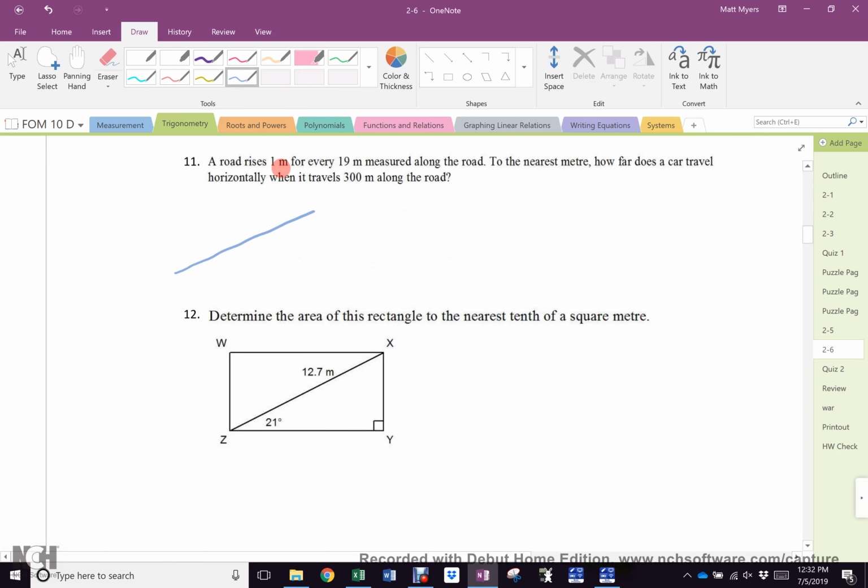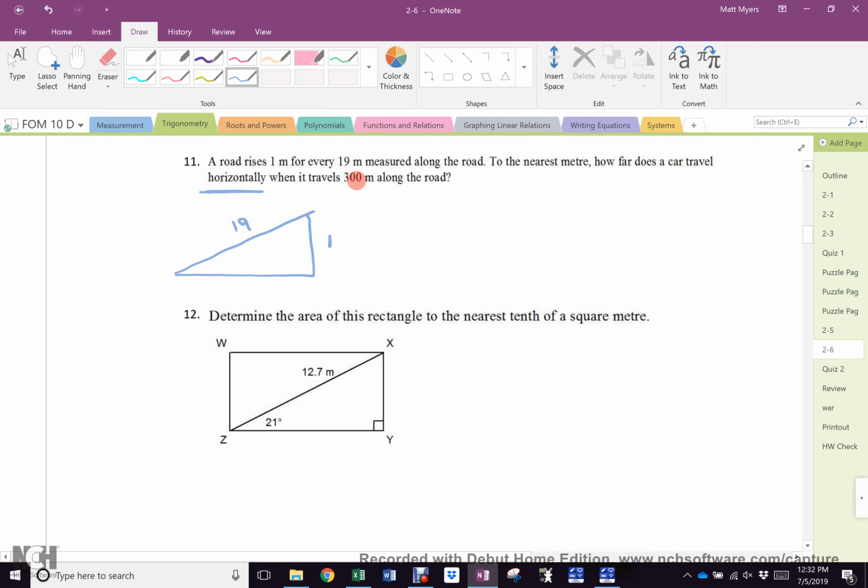The road rises 1 meter. Well, we need to make a triangle. Where's the 1 go? Which of these is rise, vertical or horizontal? So there's a 1. For every 19 meters measured along the road, where is the road? Is it the diagonal one or the flat one? It's the diagonal one because the road is rising. So this is 19, yes? Everybody cool?